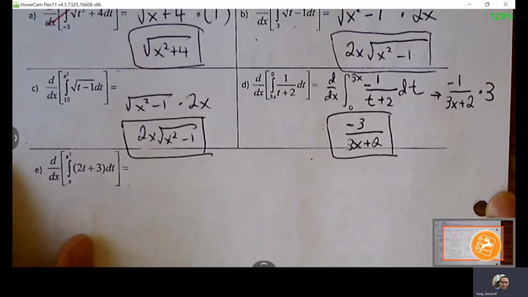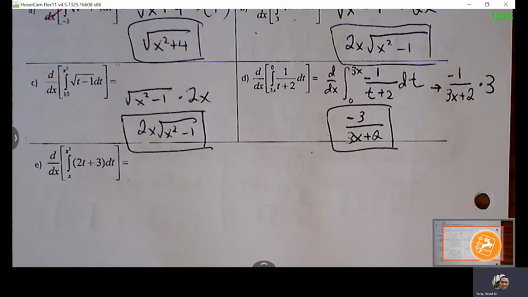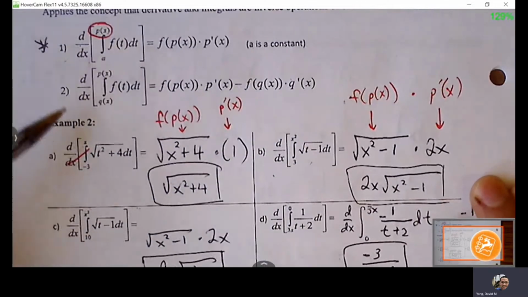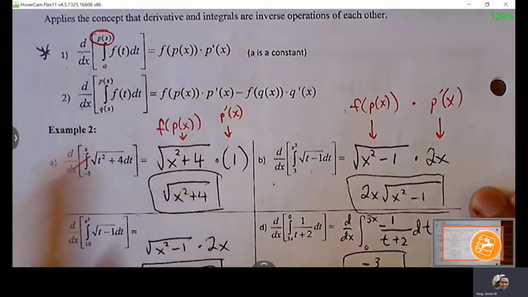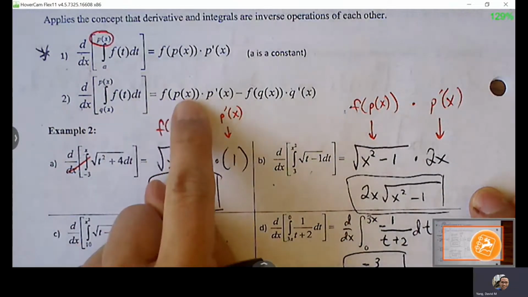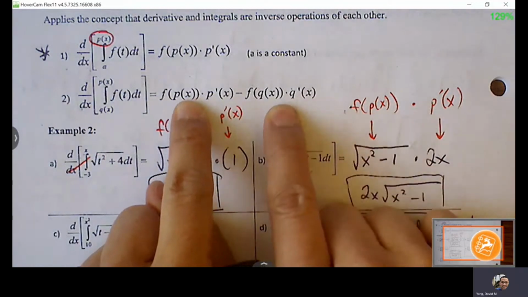Okay, look at part E. What difference do you see here? Two variables, which means that they're both going to have a role. The lower bound is not going to disappear like before. So if you look at number 2, this is an adapted version of the second theorem, which says that if my upper and lower bound are both variables, I just have to apply the process twice.